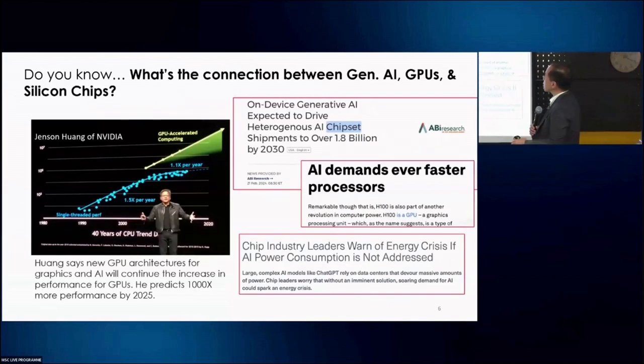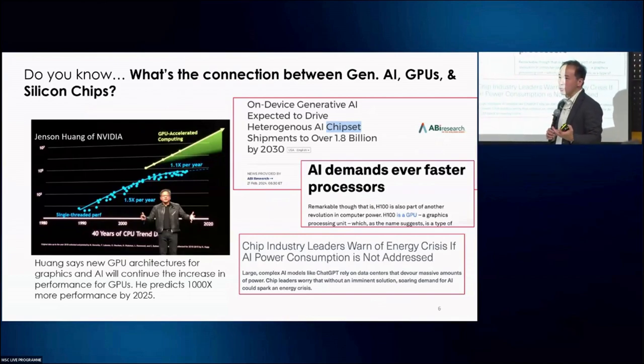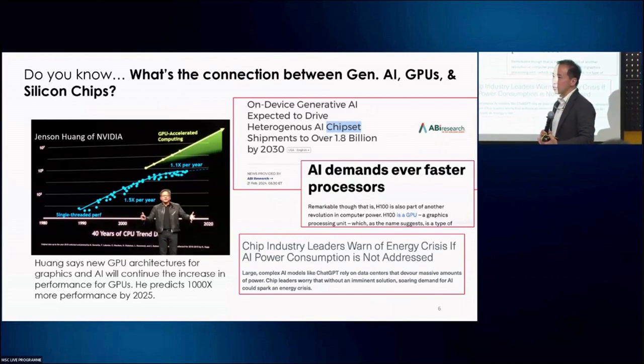Okay, what's the connection between Gen AI, GPUs, and silicon chips? You heard a lot about Gen AI, right? So what's the connection between chips and AI? There's an intimate connection. In fact, what made AI possible, the version that we see today, is all due to the advancements of chips, especially more recently due to GPUs.